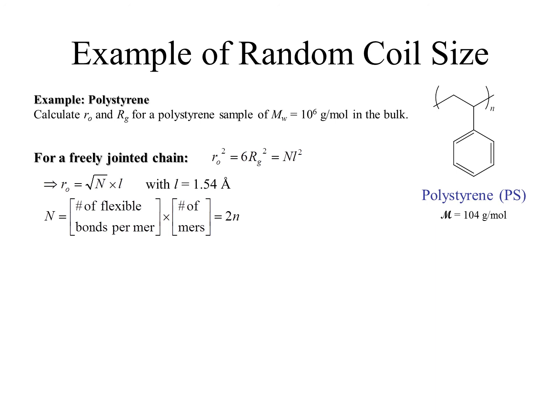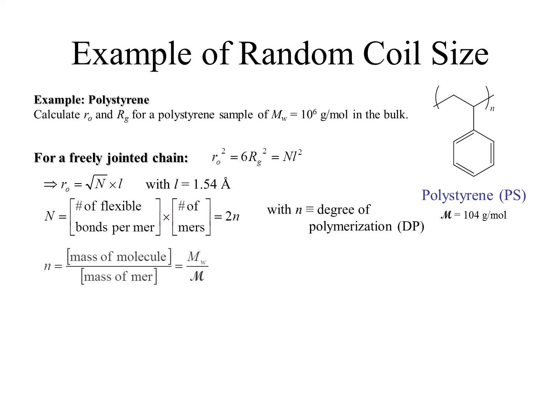Oh, that means we need the degree of polymerization. Not a big deal. We know how to get that value too. We just divide the mass of the molecule by the mass of the mer. Since we have them in units of grams per mole, we'll just keep them there. 1,000,000 grams per mole for the polymer molecule, and 104 grams per mole for the repeat unit, and we see that there are 9,615 repeat units per molecule.